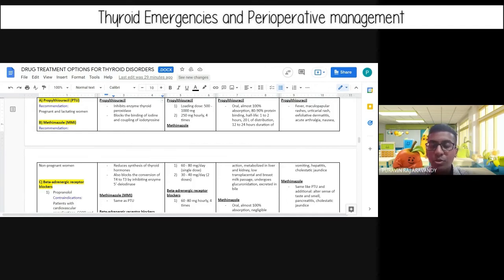This propylthiouracil will also be metabolized in the liver and kidney. As I told before, propylthiouracil has low transplacental and breast milk passage, so that's why it can be recommended to pregnant and lactating women.